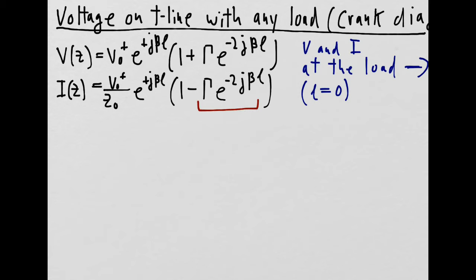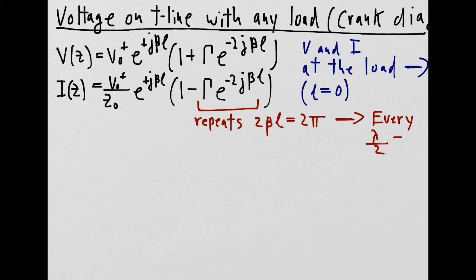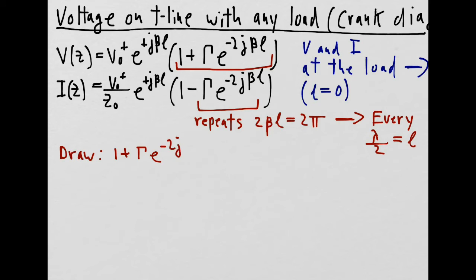Now let's calculate the repetition rate of the term gamma multiplied by e to the minus 2 j beta L. In order to find the repetition rate, we solve the equation 2 beta L is equal to 2 pi, which gives L is equal to lambda over 2. This means, of course, that this term as a vector rotates fully around a circle every half wavelength. Now let's look at the term 1 plus gamma e to the minus 2 j beta L. Basically, the crank diagram is a plot of this vector as a function of L.